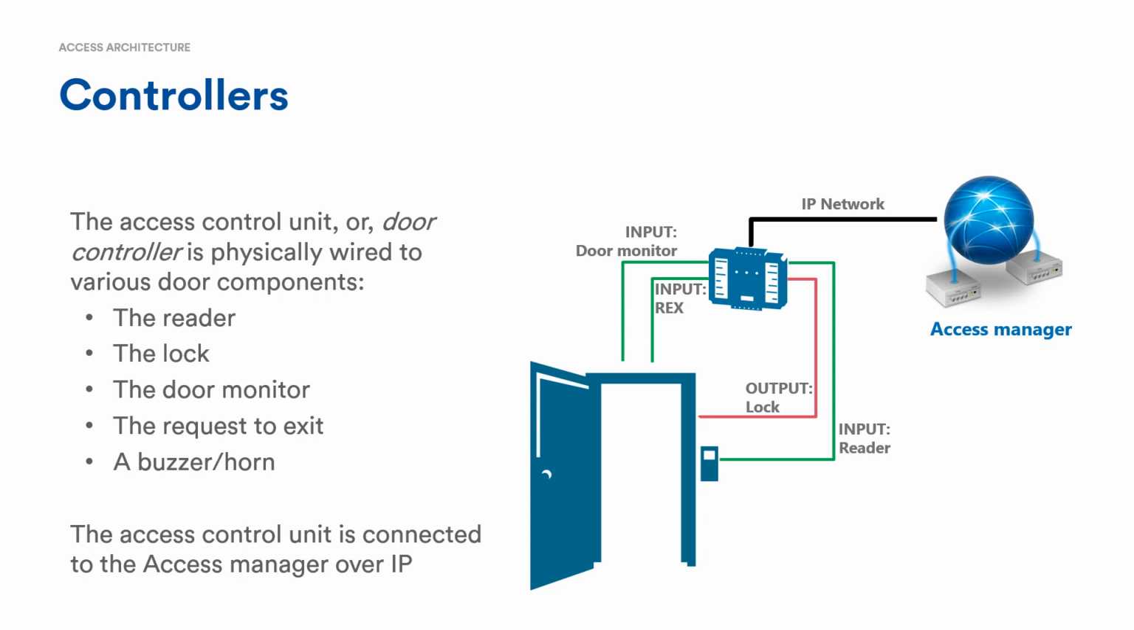Typically, we might find a reader wired to one of its inputs, a lock wired to one of its outputs, a door sensor wired to another input, and perhaps some other device like a request for exit button wired to another input. The access control logic is saved on the Genetec server and then pushed into the door hardware by the access manager role.